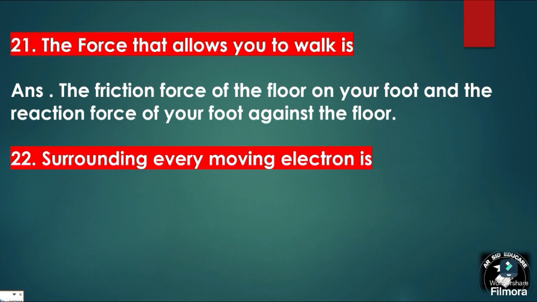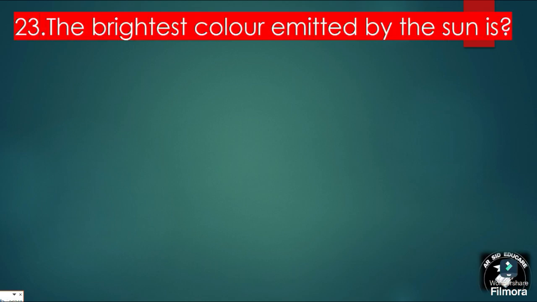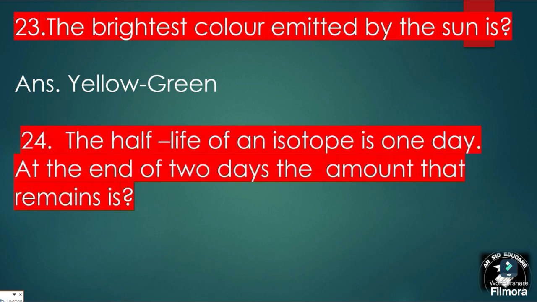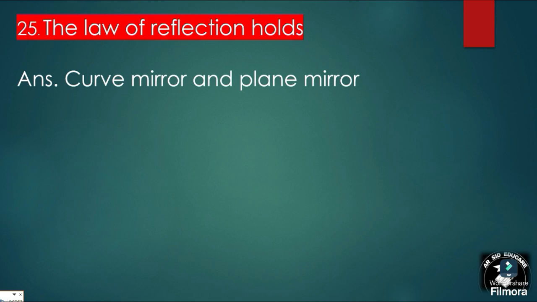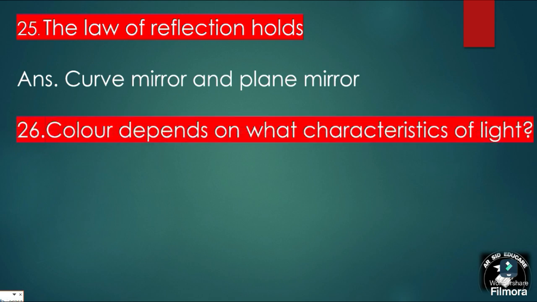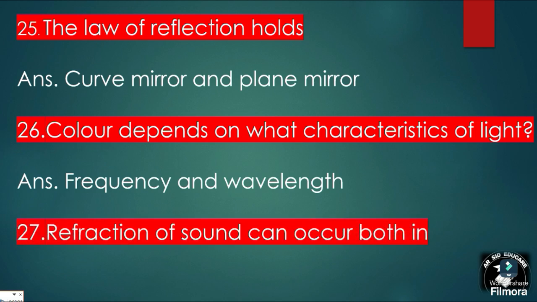Surrounding every moving electron is a magnetic field and electric field. The brightest color emitted by the sun is yellow and green. The half-life of an isotope is 1 day. At the end of 2 days, the amount that remains is 1/4. The law of reflection holds for curved mirrors and plane mirrors. Color depends on what characteristic of light? Frequency and wavelength. Refraction of sound can occur both in water and air.